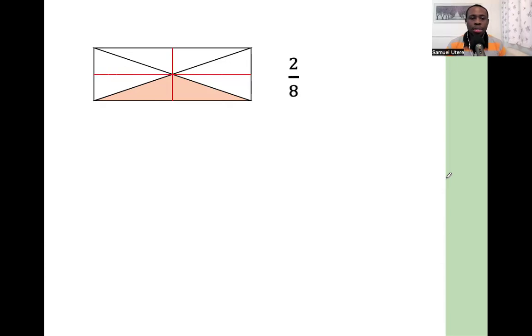Now, you can see that if we use that method, this represents 2/8. Now, you can simplify 2/8 to 1/4. To simplify, you divide the numerator by 2 and the denominator by 2.